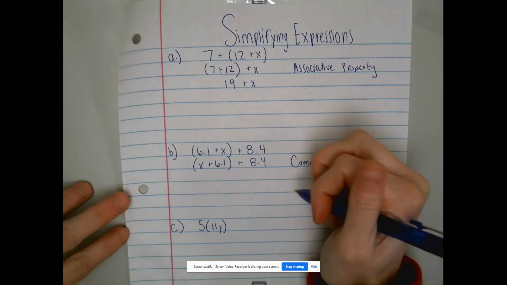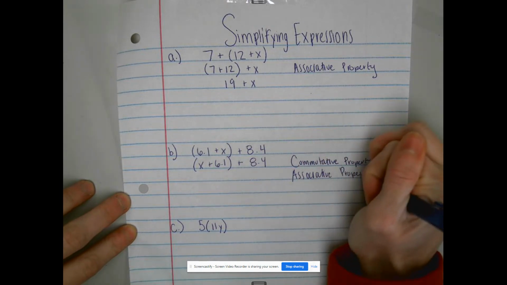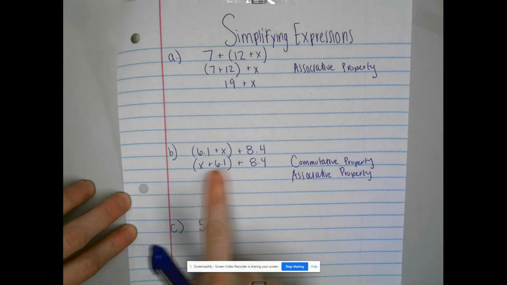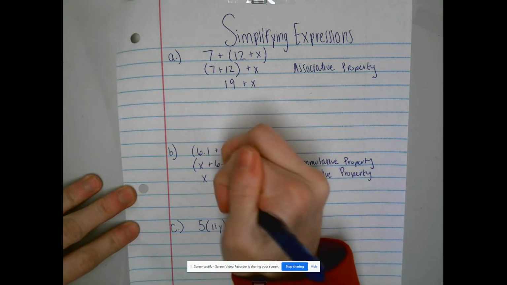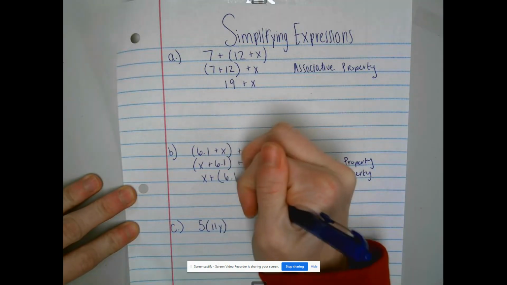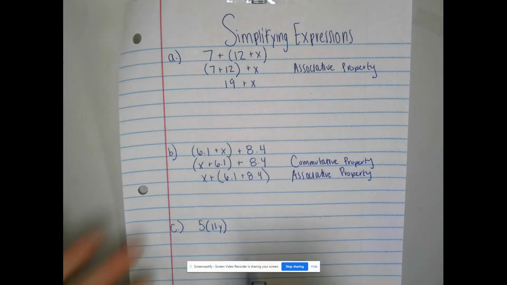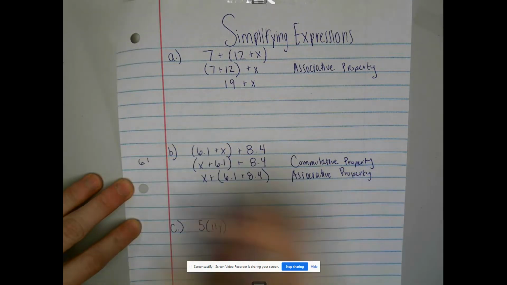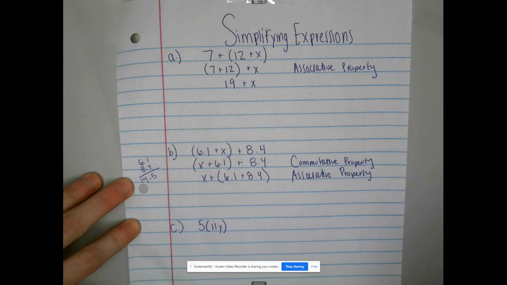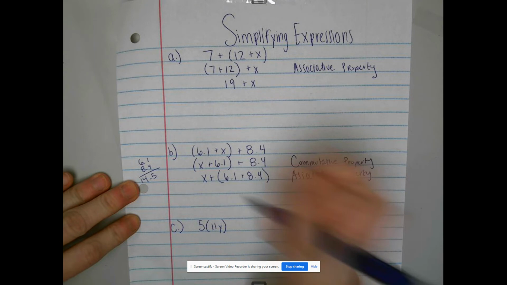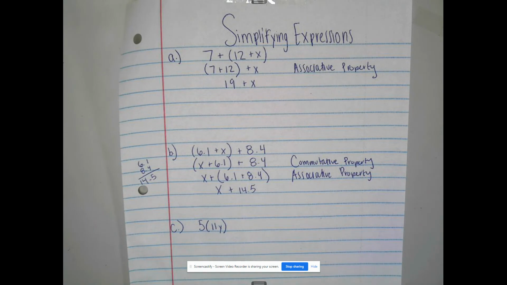And so now that the 6 and 1/10 and the 8 and 4/10 are close to one another, I'm going to use the associative property. And I'm going to group the like terms, so the numbers that are just regular numbers that I can actually combine. So I'm going to leave my x out, and I'm going to add it to the sum of 6 and 1/10 plus 8 and 4/10. And now I'm going to add those together. So I'm going to go do that off to the side. I remember I'm going to line my decimals up, and I'm going to get 14 and a half, right? 14 and 5/10. So that's going to leave me with x plus 14 and 5/10. That would be my simplified version.